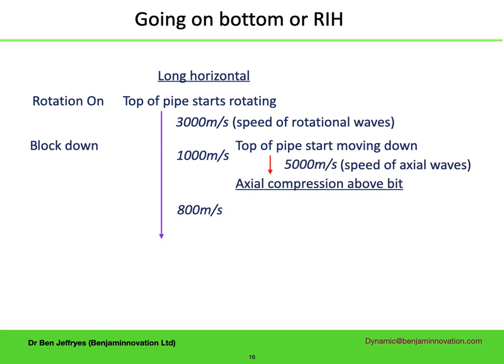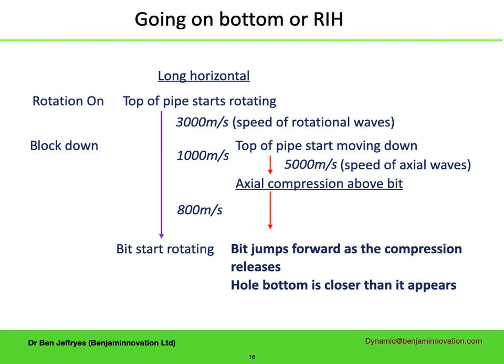This time, the axial wave gets there first, and instead of the bit moving, it's like being on bottom. Compression builds up behind the stationary pipe. Finally, the bit starts rotating, and when it does, the compression in the pipe above the BHA is released, and the bit and BHA jump forward. If you are going on bottom, this can mean the bit smashing into the hole bottom. And of course, if the driller came straight off bottom without drilling off any weight, the hole bottom may be very close indeed in a long well.